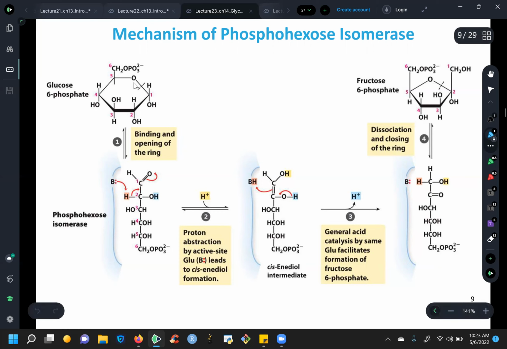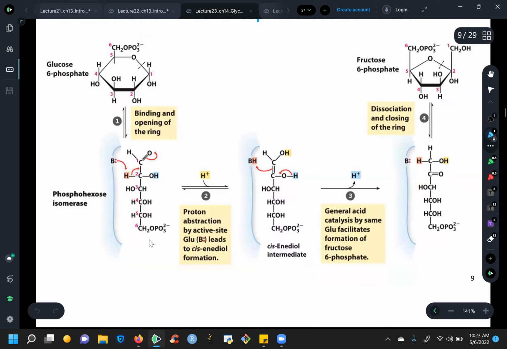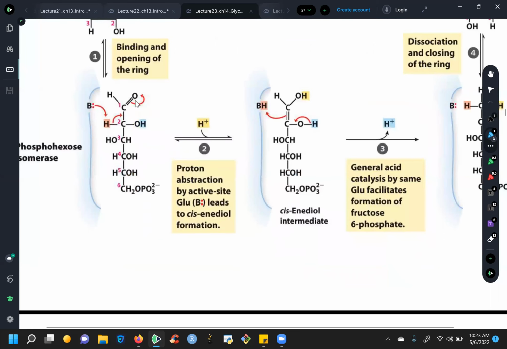Okay, so you start off with glucose that has been phosphorylated at carbon number 6. You get binding and opening of the ring. So the ring opens. You can go ahead and count your carbons, 1, 2, 3, 4, 5, 6. And you can see your aldehyde here. So what happens is that you get a proton abstraction by active site glutamic acid. So that guy right there. It leads to a cis enediol formation. So this guy basically wants to steal that proton, and it does. And then that leads to that double bond within the carbons.